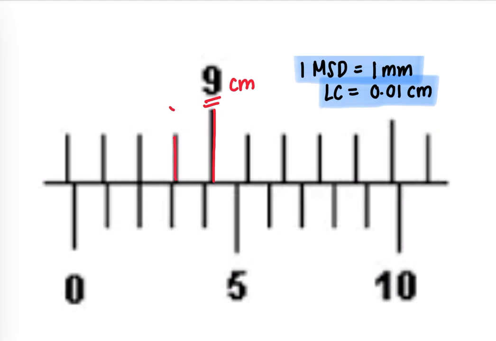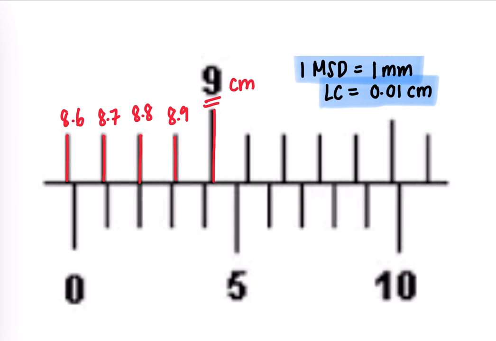that this is 8.9 centimeters, 8.8 centimeters, 8.7, and 8.6. Now looking at the main scale, we can get only this far. But if we want to know what the main scale reading is, we have to look at the vernier scale, specifically the 0 of the vernier scale.